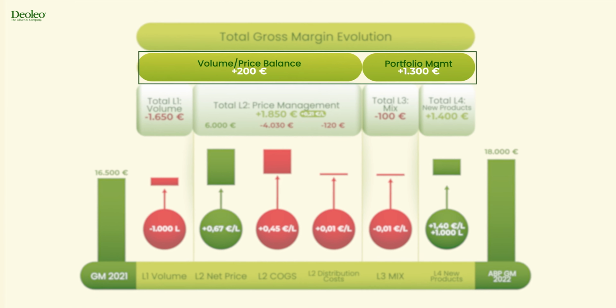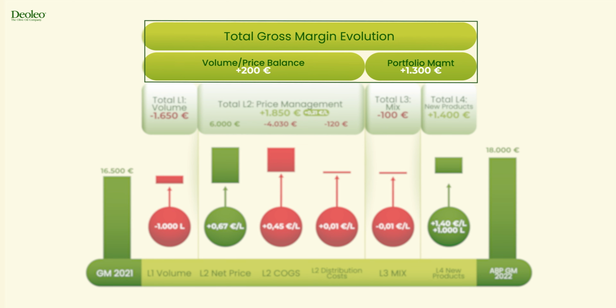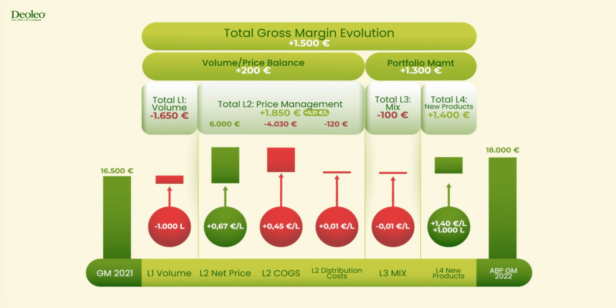And thanks to the gross margin levers methodology, we know that summing the contributions of both levers, €200 plus €1,300, the planned gross margin 2022 will be €1,500 higher than 2021, just like the goal we had set in the beginning.